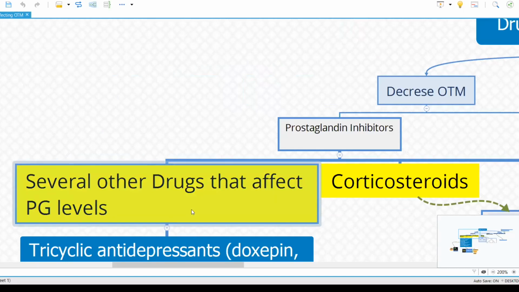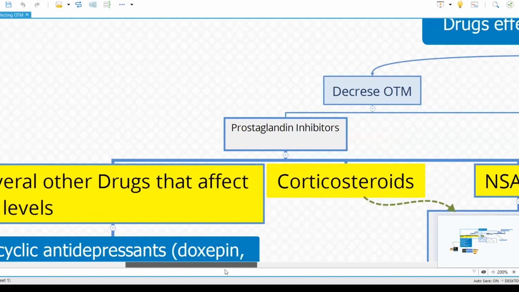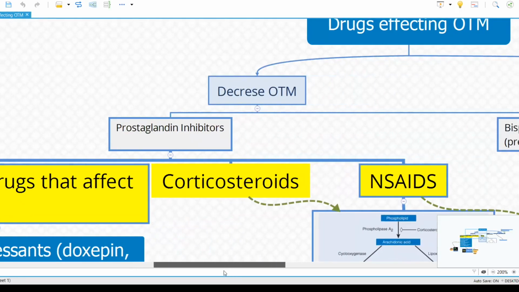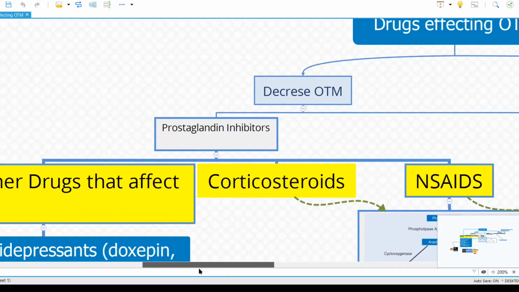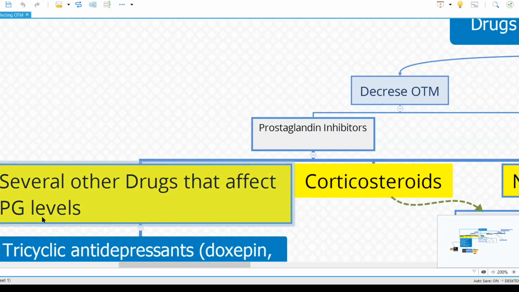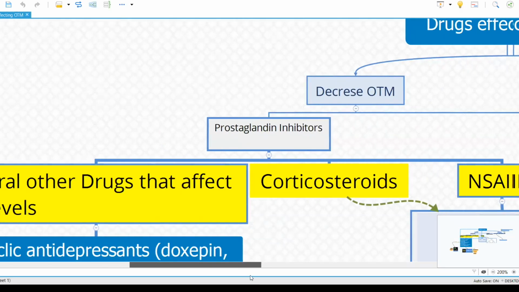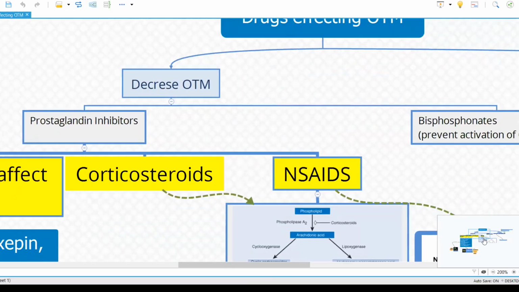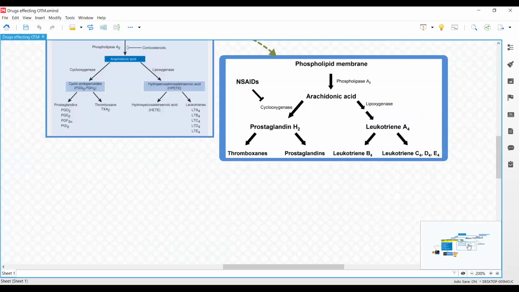First, let me just recap the session. We have two categories of drugs: those which increase tooth movement and those which decrease it. For the drugs which decrease tooth movement, we have two categories: prostaglandin inhibitors, and second, bisphosphonates. Within the prostaglandin inhibitors, we have three categories: non-steroidal anti-inflammatory drugs, steroidal anti-inflammatory drugs, and the other drugs which affect the prostaglandin level. So let's dive into the detail one by one. You have a situation like this. You must be aware of this cycle.